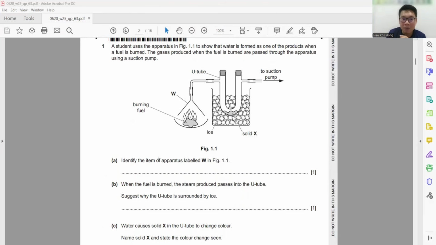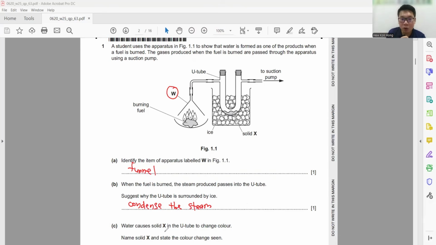Then they ask us to identify the item labeled W. W is a funnel. When the fuel is burned, the steam produced passes into the U-tube. Suggest why the U-tube is surrounded by ice. Ice is cold, so it can condense the vapor, or condense the steam. If you don't want to use condense, you can use cool the steam.